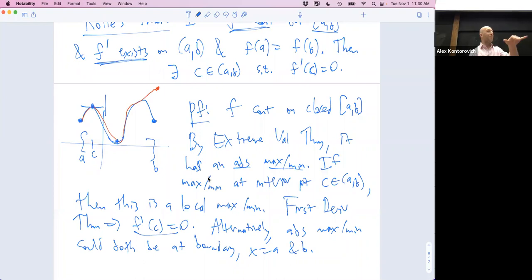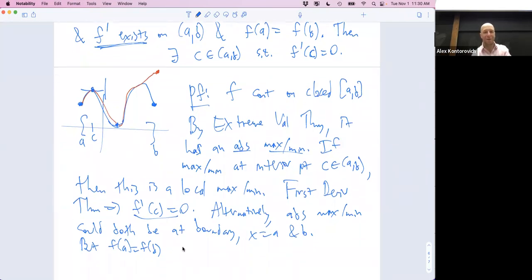But the endpoints are equal, f of A is equal to f of B. So if one is a max and the other is a min, or both are maxes and both are mins, they're both maxes and mins, that means the function is constant, which implies f is constant. It can't go up or down. Well, if it's constant, then its derivative is 0 just because, which implies the derivative is 0 on the entire interval. So either way, we found points where the derivative is 0.